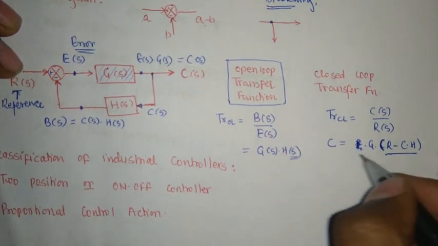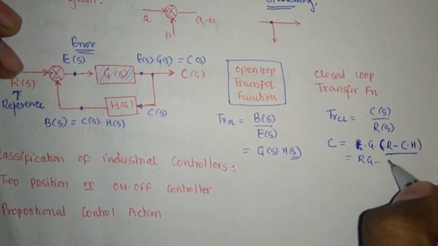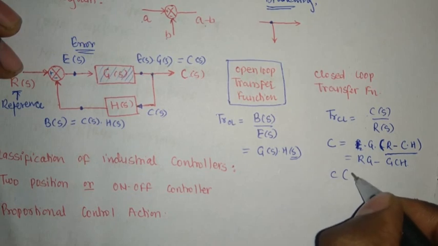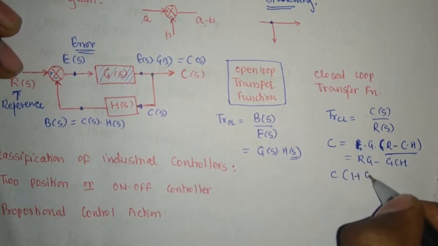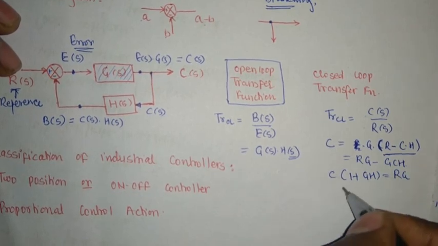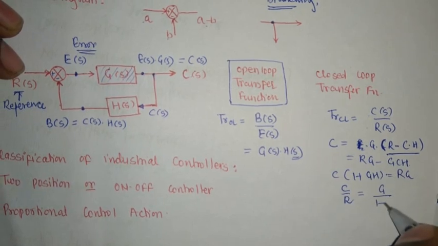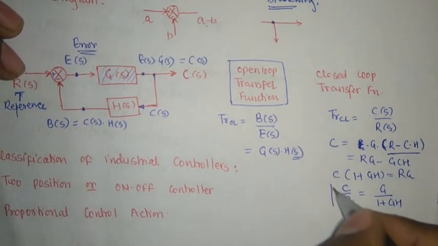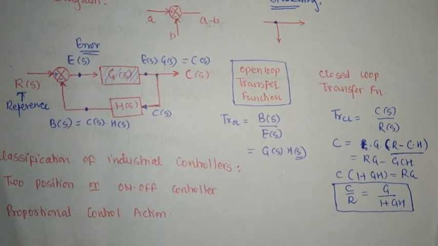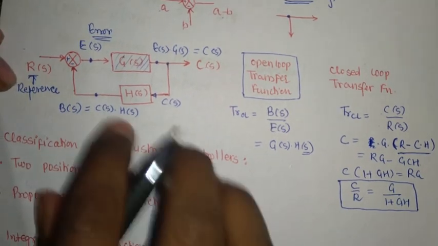So now I can solve it for C divided by R. So it will become what? RG minus GCH, and C I will bring on this side, so it will become C into 1 plus GH is equal to RG, correct? And then I can say that C upon R, my transfer function, is equal to G upon 1 plus GH, where all of them are functions of the Laplace variable only. So that is how we can calculate the transfer functions related to our block diagram, if we are given a block diagram.